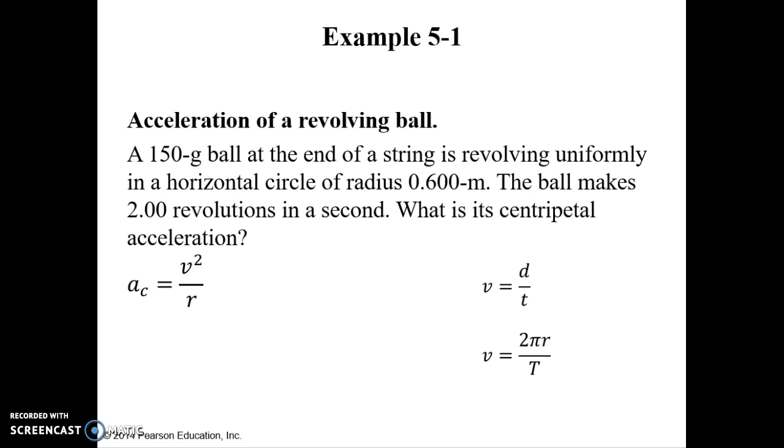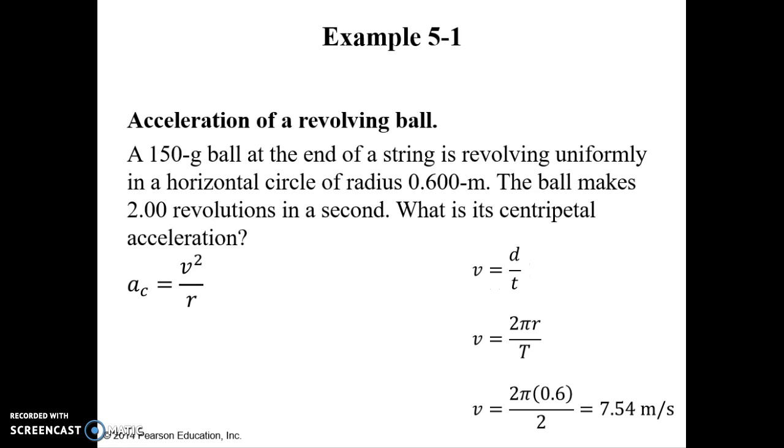The distance around a circle equals the value of the circumference, which is 2 pi r, and the time equals how long it takes to complete one revolution around the circle, which is also the definition of a period, capital T. Plug and chug, and we get 7.54 meters per second. And now we can plug and chug to solve for centripetal acceleration, which is 94.7 meters per second squared.